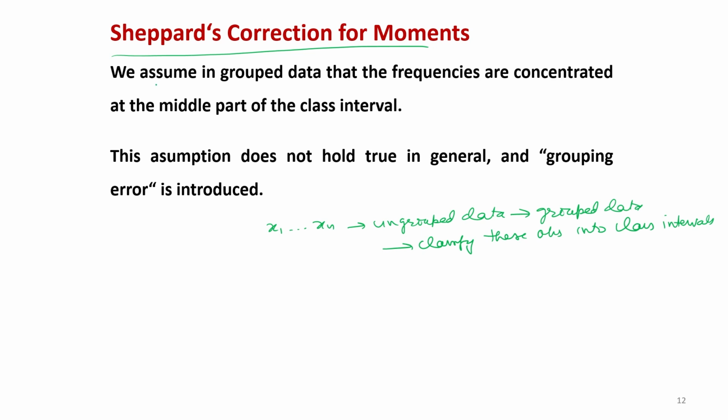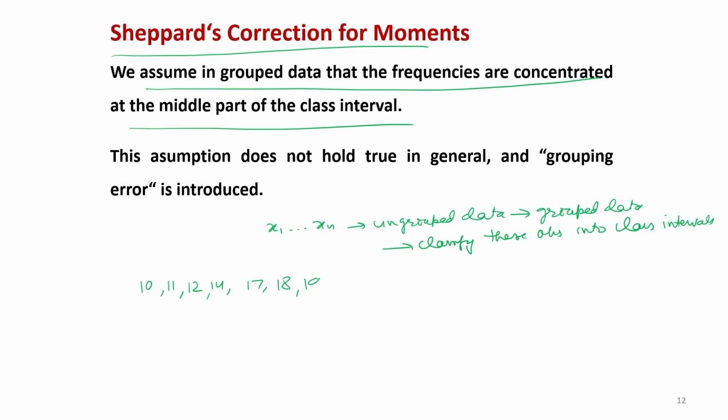So, when we are considering the group data, we always assume that all the frequencies are concentrated at the middle part of the class interval. For example, in case I take some data here: 10, 11, 12, 14, 17, 18, 19. Now, if I create two class intervals, say 10 to 15 and 16 to 20.